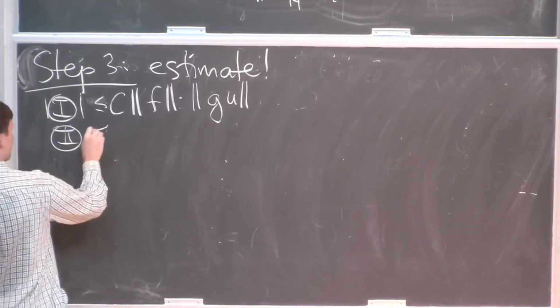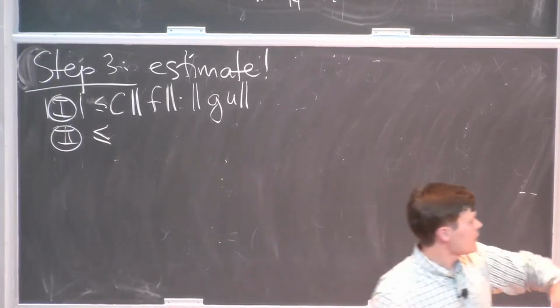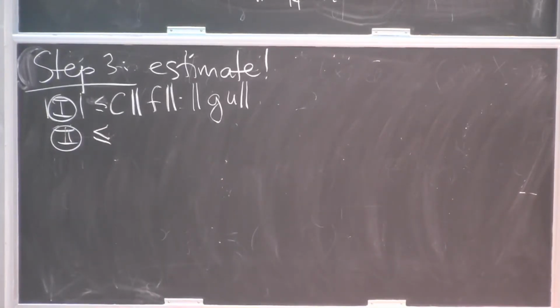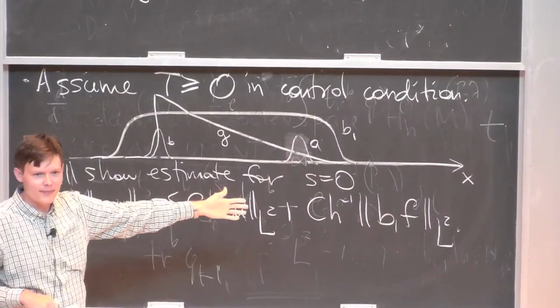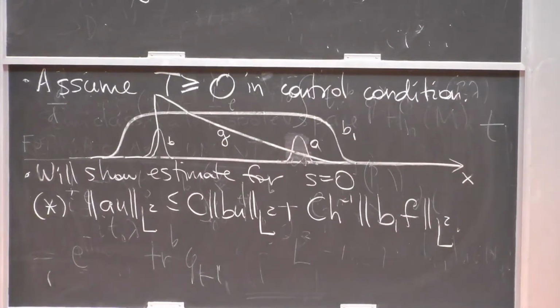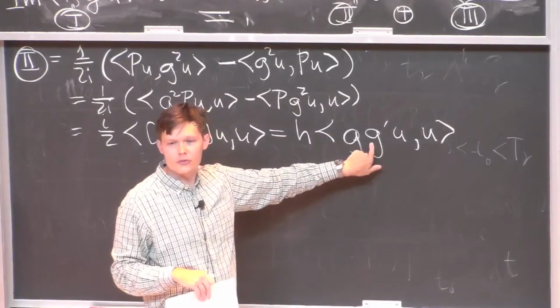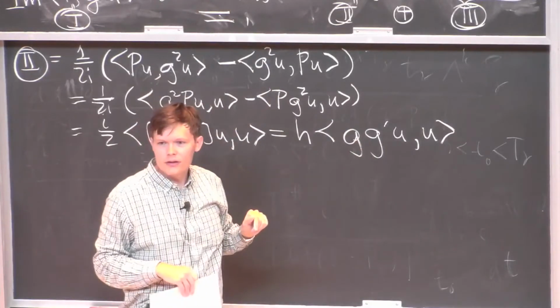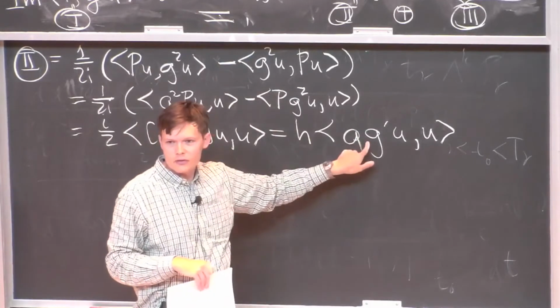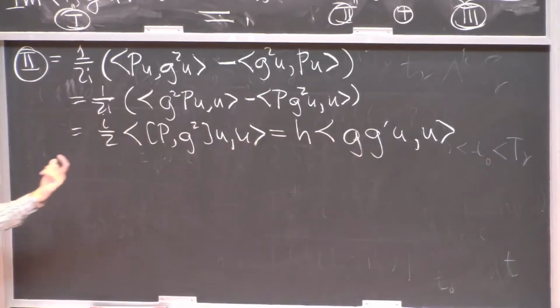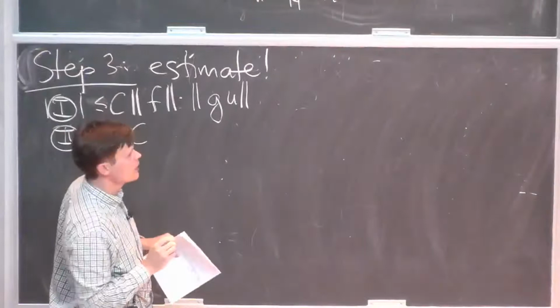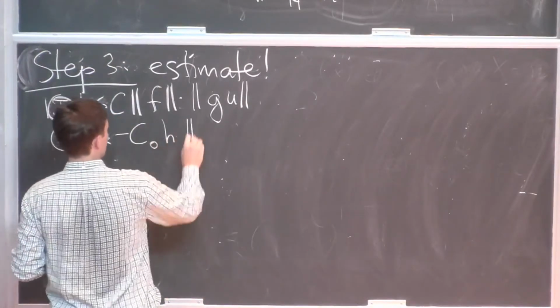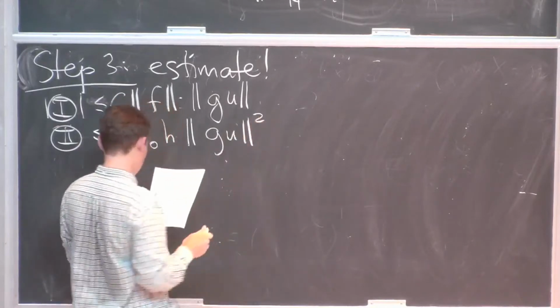Term 2 is where our g and g prime came out, and we have this condition on the sign of g prime. If g was somehow a compactly supported function that had negative derivative everywhere, which obviously doesn't happen, then we could bound this by minus h times g squared u, just by that condition. Now, this inequality is not valid near the support of b, or strictly inside, where b is non-zero. And so we get minus c0 h norm gu squared, I believe.